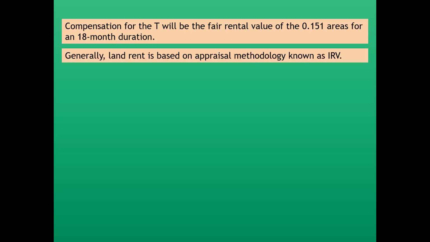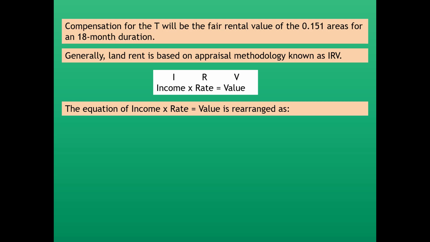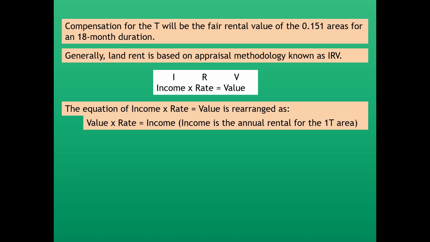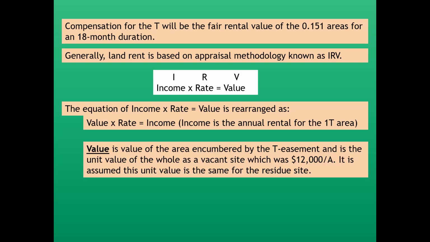Generally, land rent is based on an appraisal methodology known as IRV, I-R-V, where I is income times R, which is a rate, equals value, or V. The equation of income times rate equals value is rearranged as follows. Value times rate then equals income, and income is the annual rental for the 1T area. Value is the value of the area encumbered by the T easement, which is the unit value of the whole as a vacant site, which was $12,000 an acre.